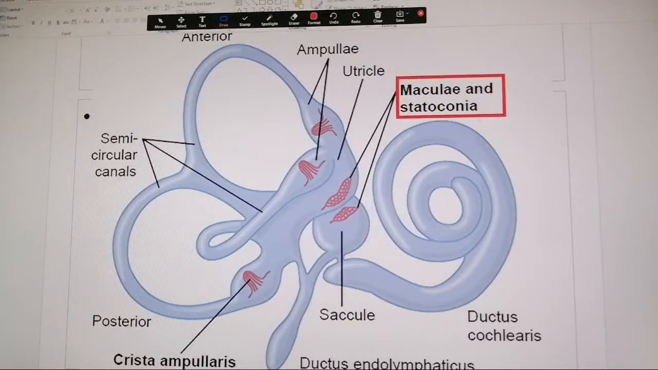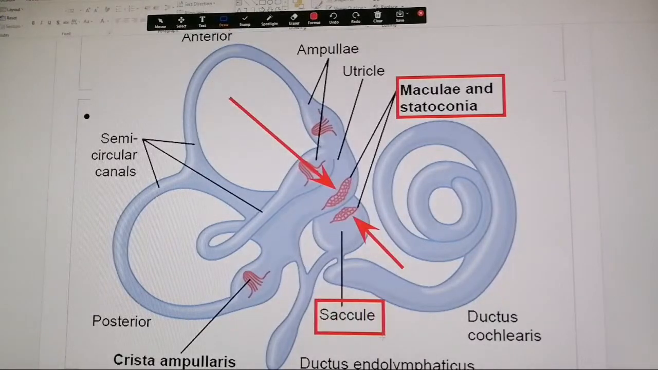This here, this guy here, and this here. Okay. So this is what we are concerning ourselves with now. We are looking at the saccule.